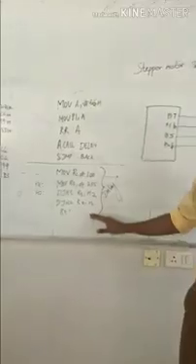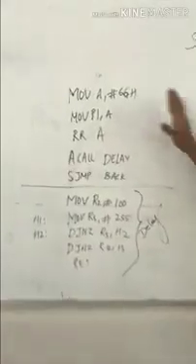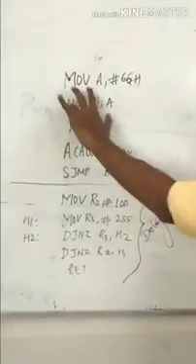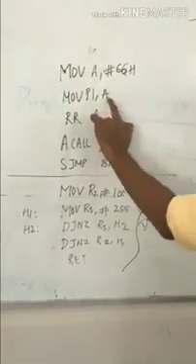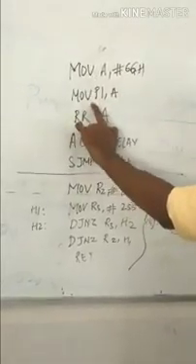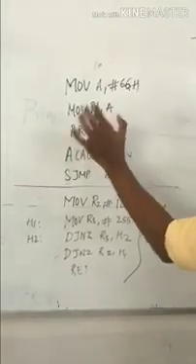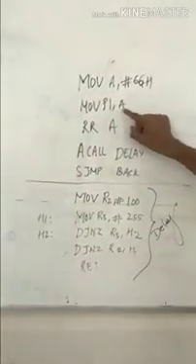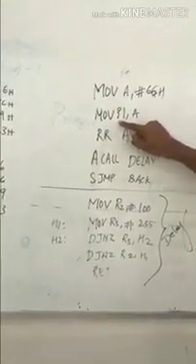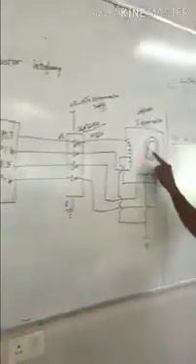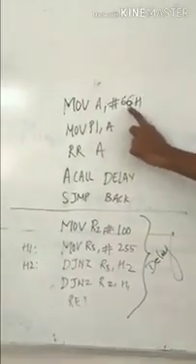This is the program for stepper motor interface. You can see that we have written MOV A, #66H, and then from the accumulator we are moving it into port 1. This means that the accumulator content, whatever we are moving to port 1, is the value that we are sending to the stepper motor.